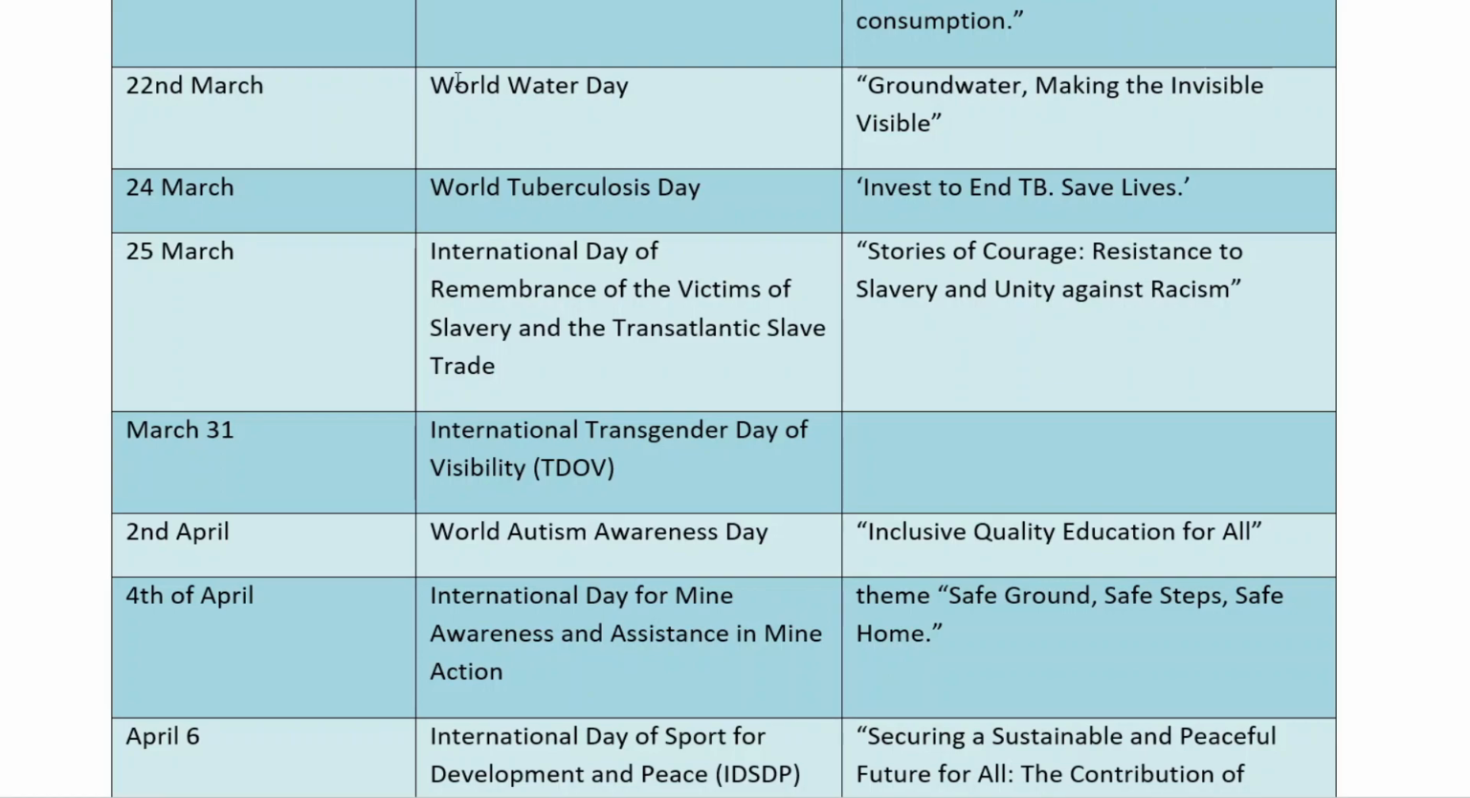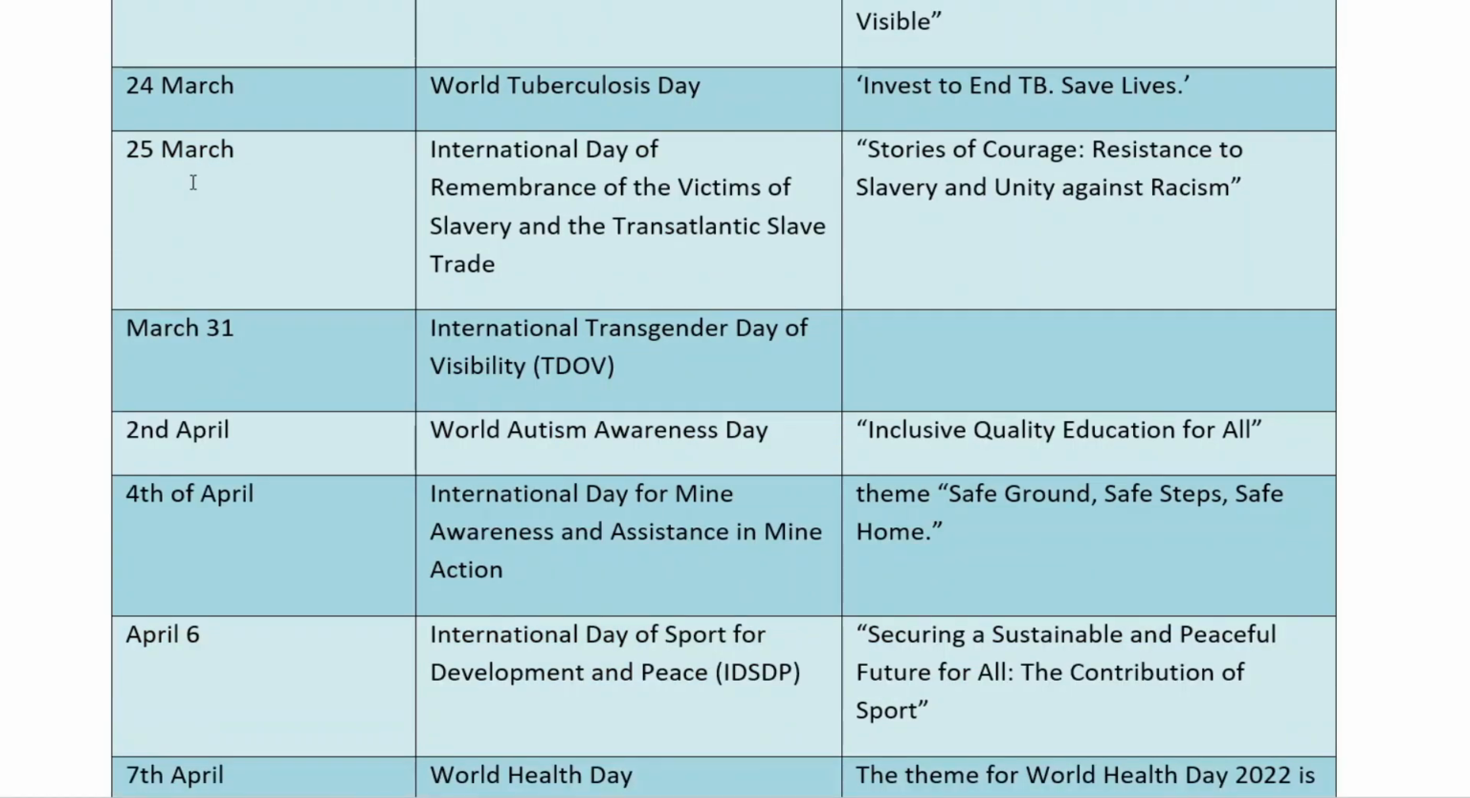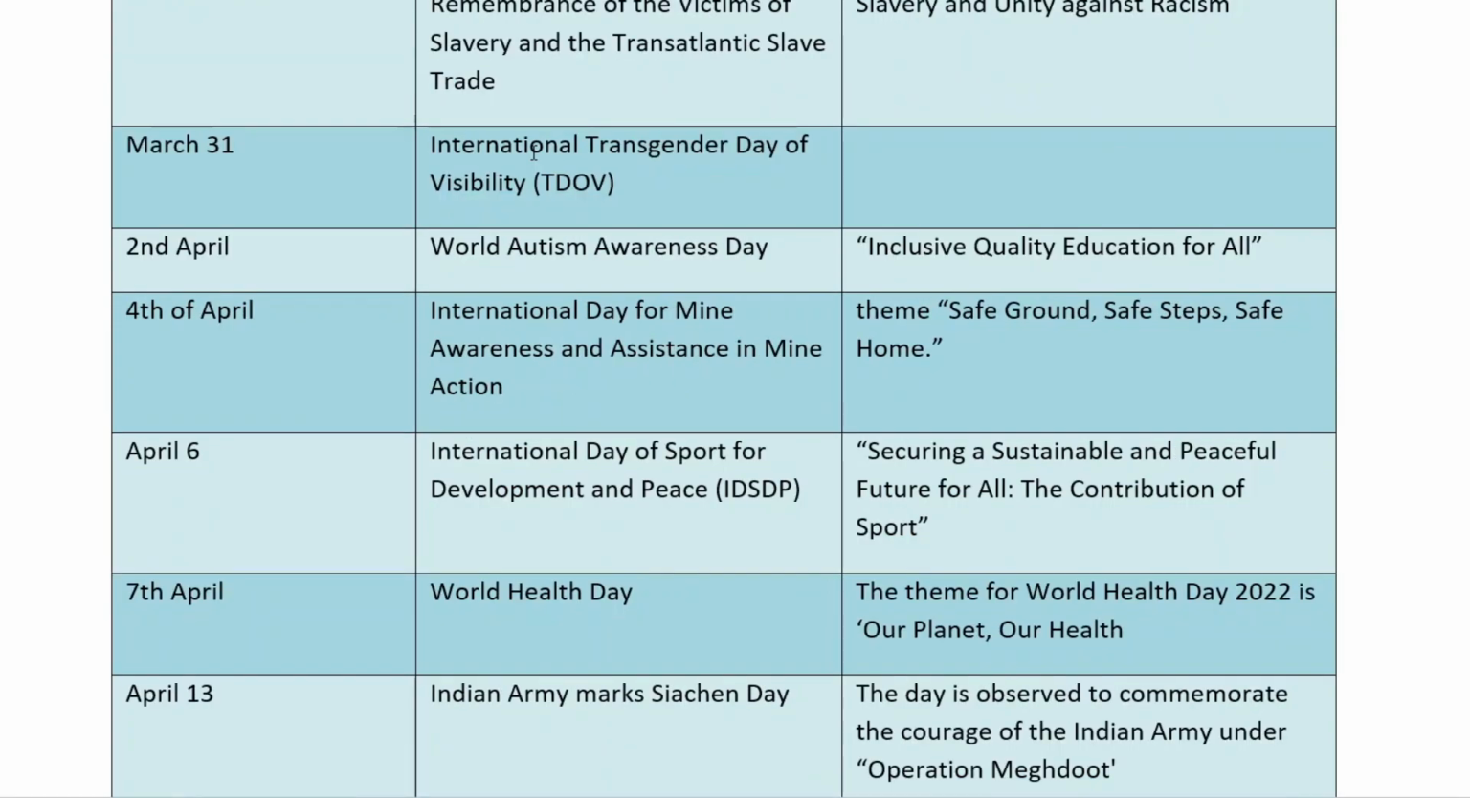The next one is 25th March. It is seen as International Day of Remembrance of the Victims of Slavery and Transatlantic Slave Trade. The theme is Stories of Courage, Resistance to Slavery and Unity Against Racism. March 31st. It is seen as International Transgender Day of Visibility.